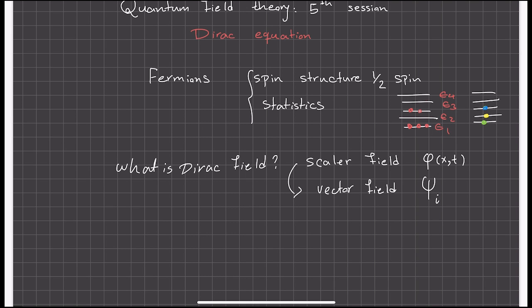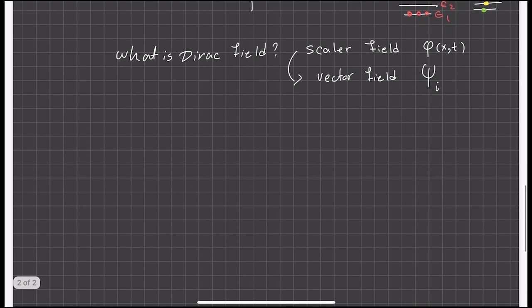So let me write down the Dirac equation. So what was the Klein-Gordon equation? So the Klein-Gordon equation was box squared plus m squared acting on phi is equal to 0. So that's the Klein-Gordon equation. So the Dirac equation is different. So we have i, some matrices, gamma mu.